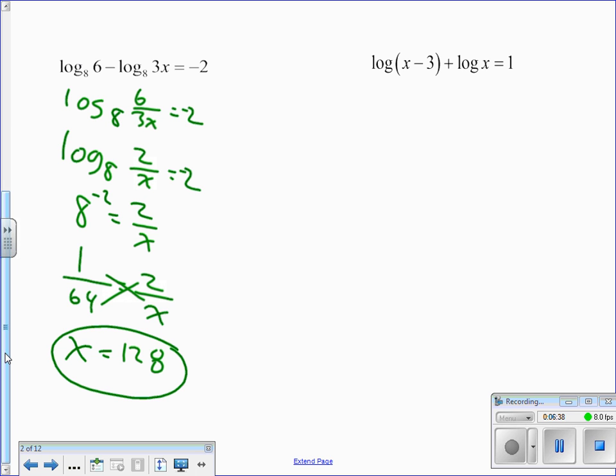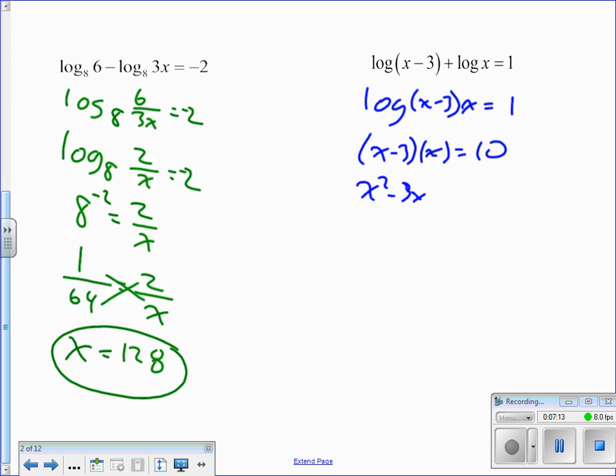Log of x minus 3 plus log of x is equal to 1. Combine them up into one logarithm first. That's the log of x minus 3 times x is equal to 1. Go ahead and loop it. x minus 3 times x equals 10 to the first, which is 10. Okay. You need to distribute. x squared minus 3x is equal to 10.